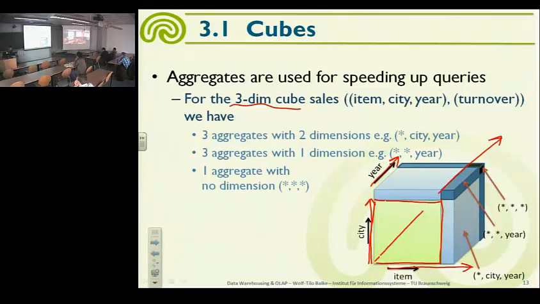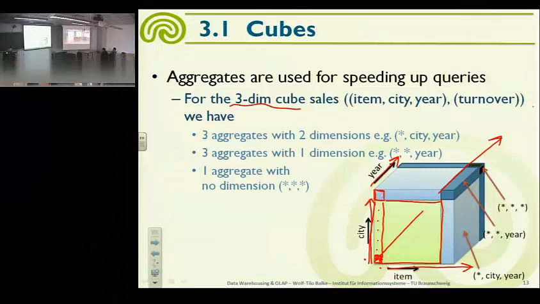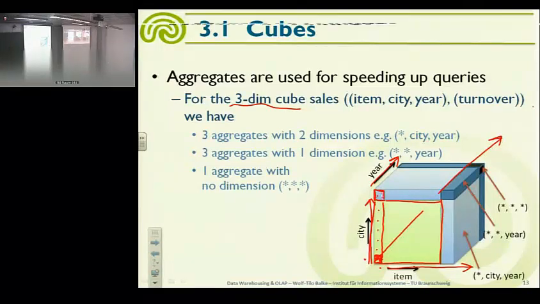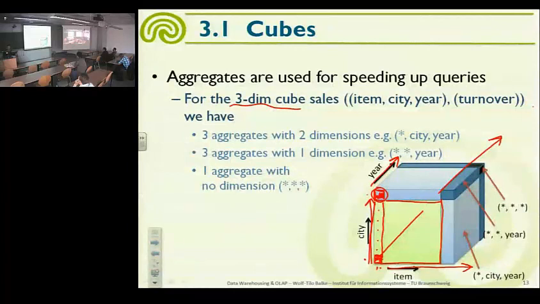And basically here, in this part, would be the sales of a certain item in a certain city in a certain year. And if you go up here, it's always in a certain city. And at the very top here, an item in a certain year in all of the cities. And this is the aggregated form of the city. Same thing if you go over here on this side, on the item dimension.